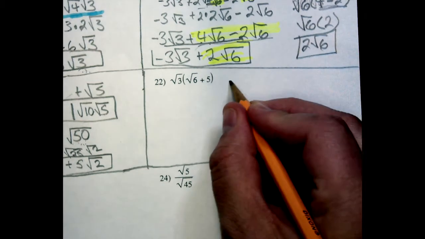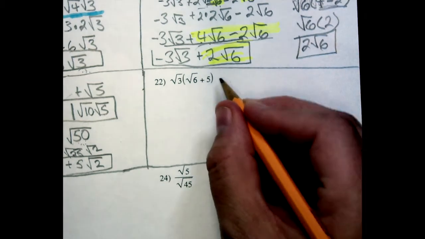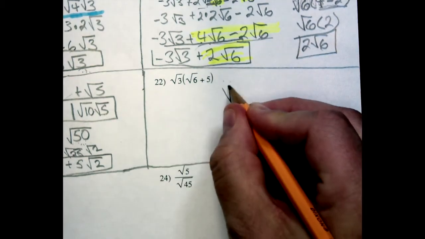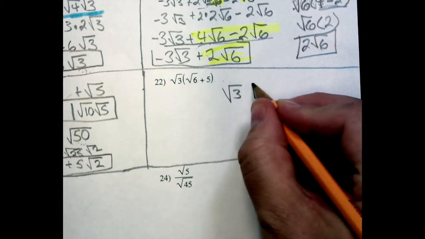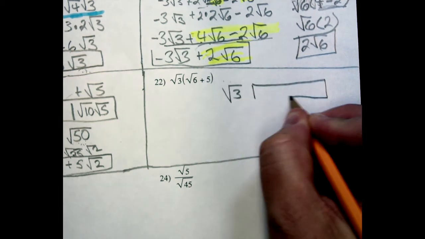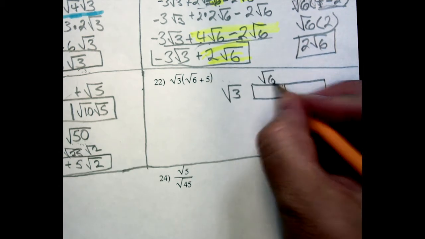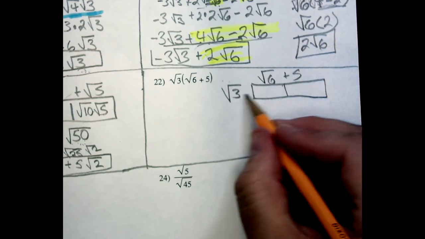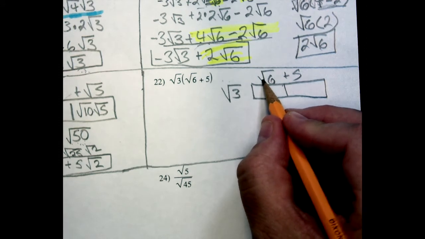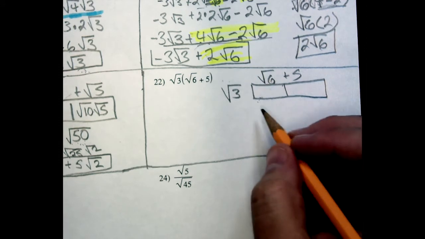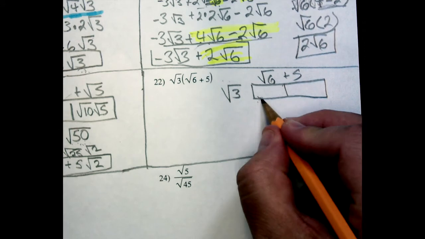One, we're going to do the same thing. I'm going to say the square root of 3, I'll write it over here a little bit, times the square root of 6 plus 5. The square root of 3 times the square root of 6. What can I write that as? Square root of 18. Very good.